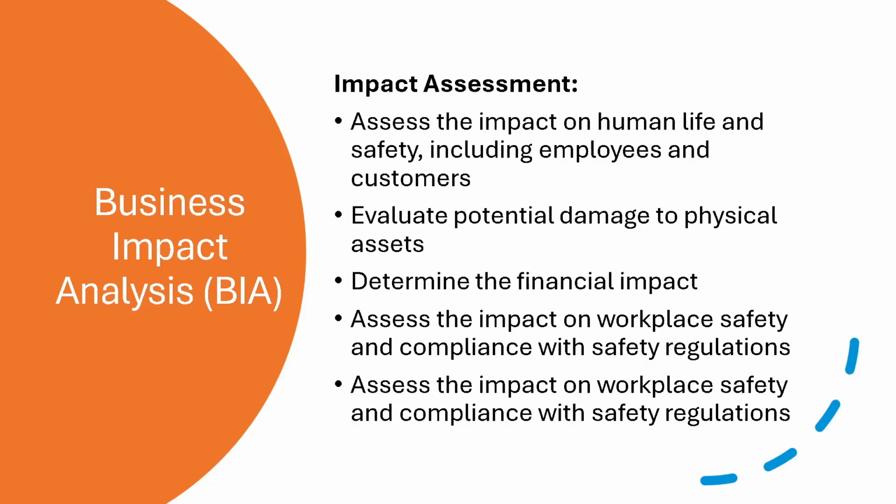The impacted areas an organization should check during a disruptive event or after it are life, which is assessing the impact on human life and safety, including employees and customers; property, evaluating potential damage to physical assets such as buildings, equipment, and inventory; finance, determining the financial impact, including lost revenue, increased costs, and penalties; safety, assessing the impact on workplace safety and compliance with safety regulations; and reputation, evaluating the potential damage to the organization's reputation and customer trust.